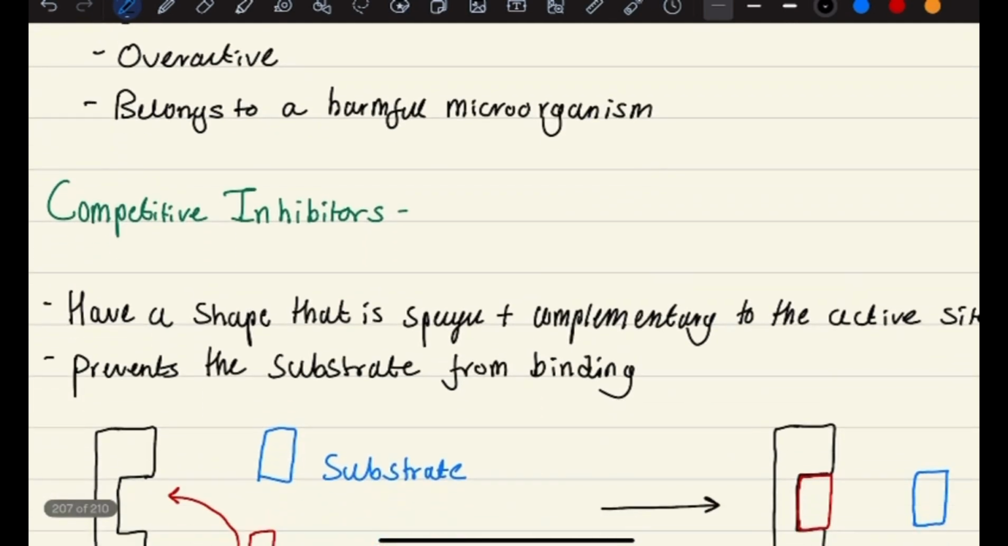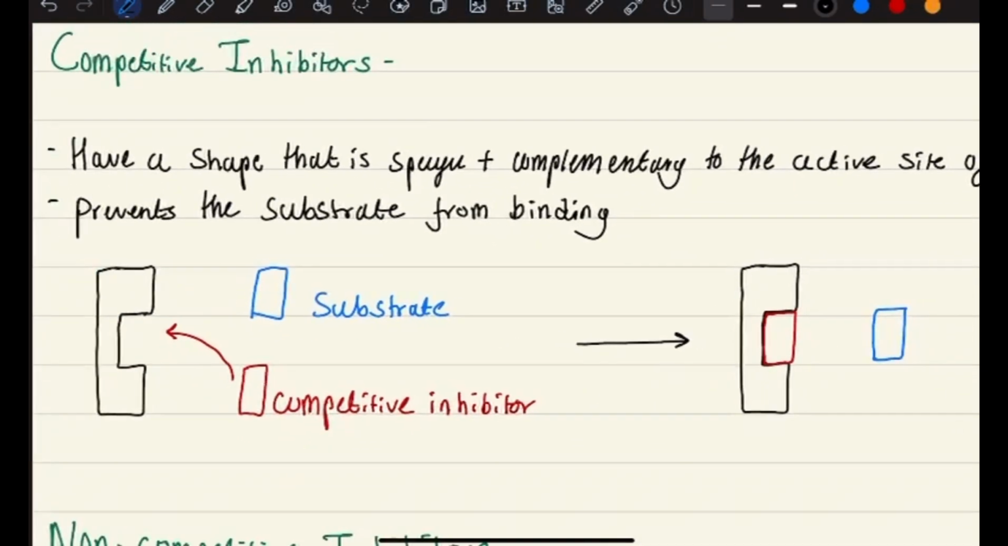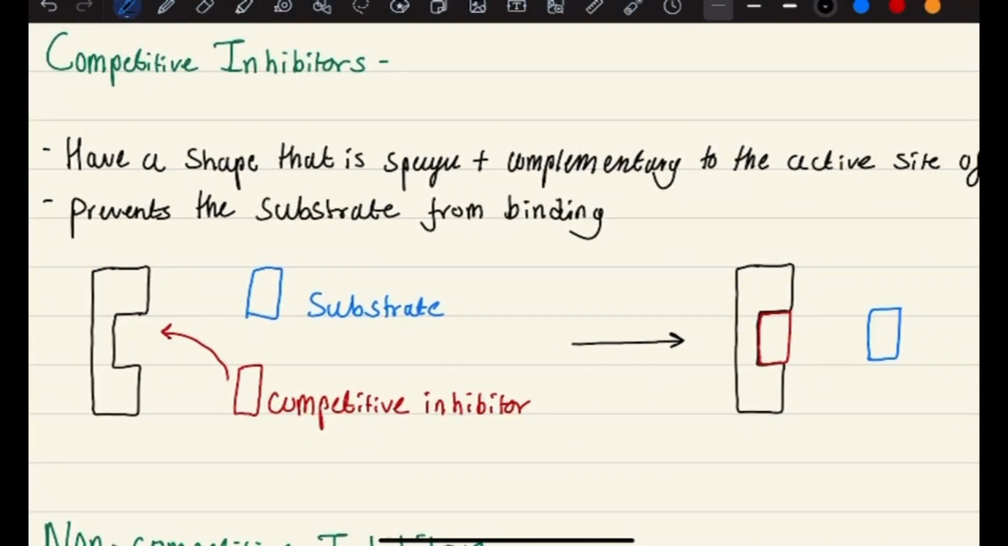Competitive inhibition. A competitive inhibitor has a shape that is specific and complementary to the active site, otherwise identical to the substrate. So it's also going to be able to occupy the active site. And in some cases, it is better at doing that than the substrate. Or maybe you've just got a higher concentration of the competitive inhibitor, so it's occupying more of the active sites compared to the substrate.